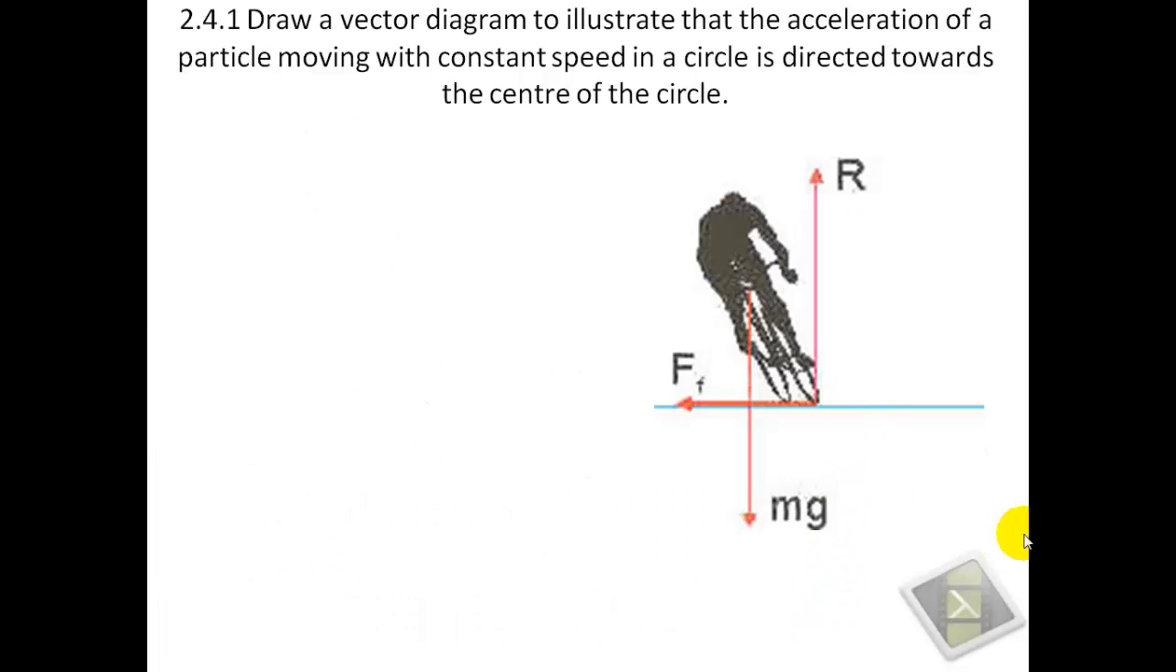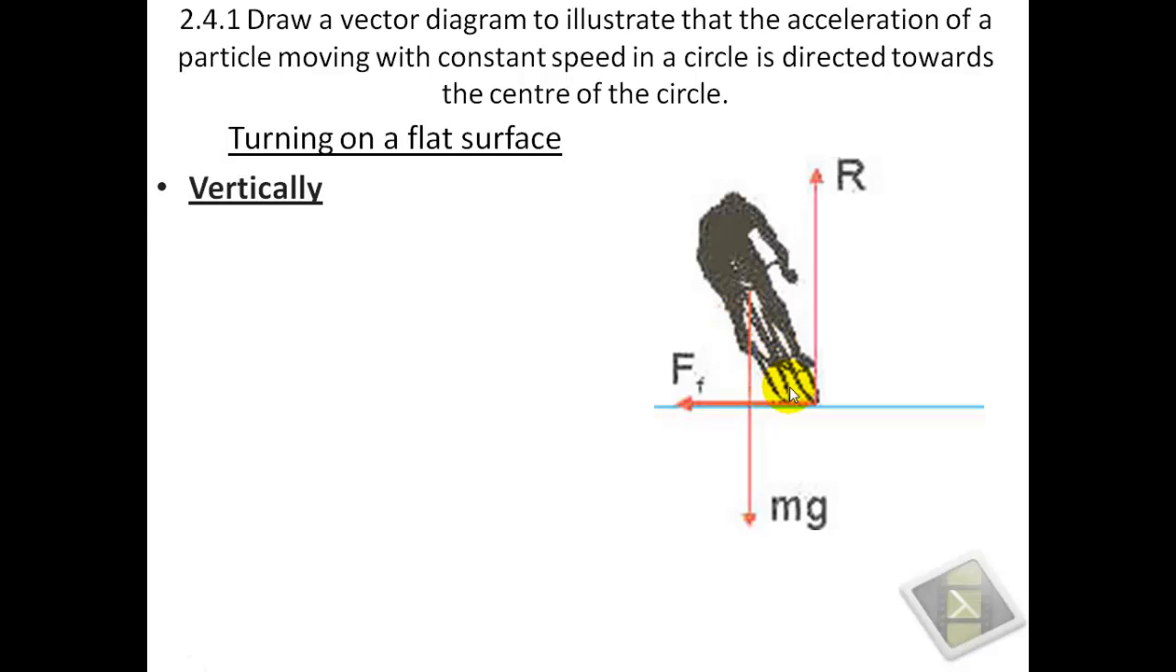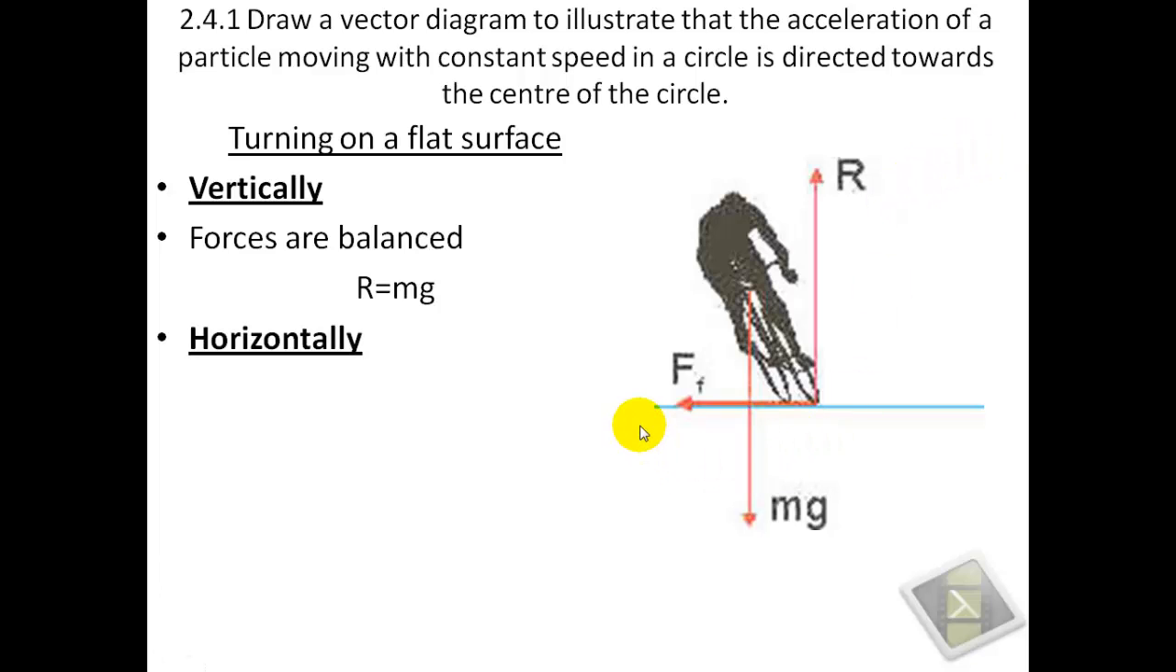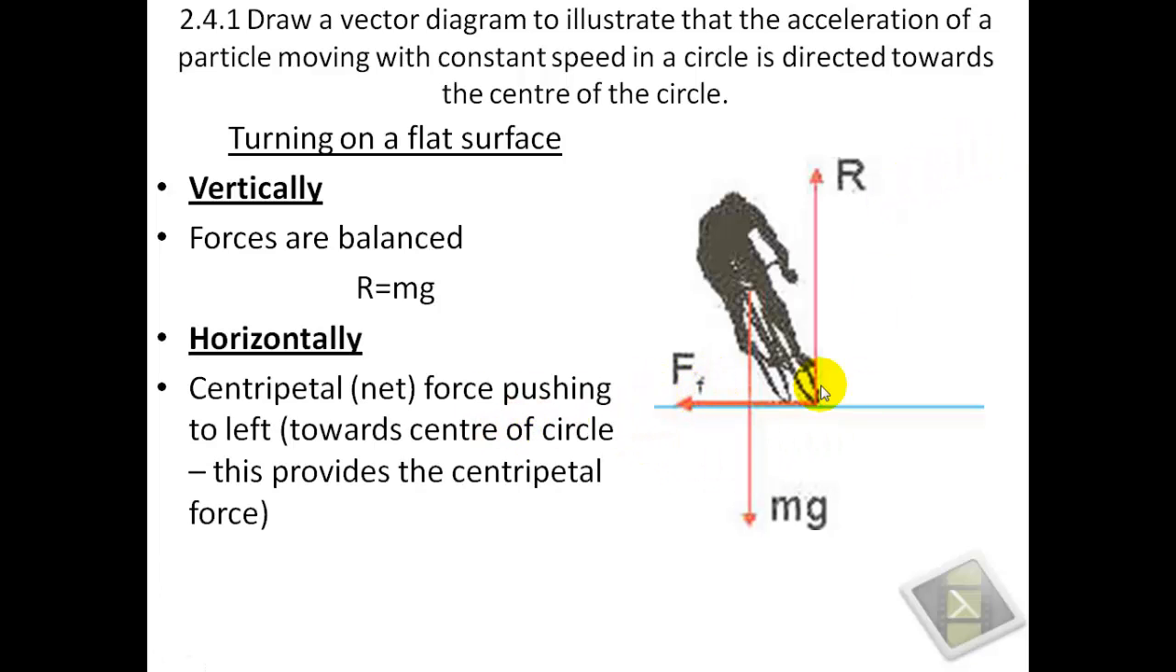Here we have a cyclist on a flat surface. The reaction is acting upwards, the weight is acting downwards. Vertically, there's no acceleration, so reaction must be equal to mg. But there's an unbalanced force acting to the left, which makes him travel in a circle. So vertically, the forces are balanced. We know that the reaction is equal to the weight. Horizontally, there's an unbalanced force acting in this direction at right angles to his motion, so this is a centripetal force which makes him travel in a circle.